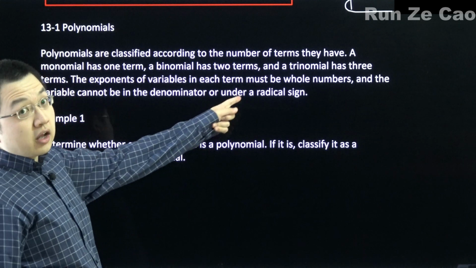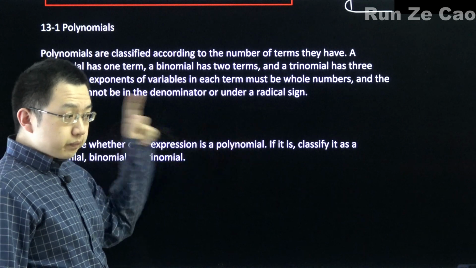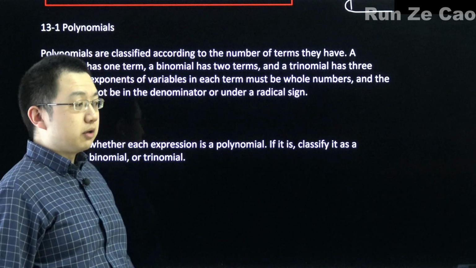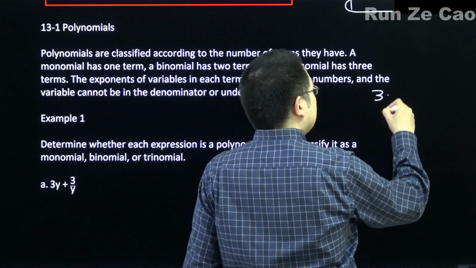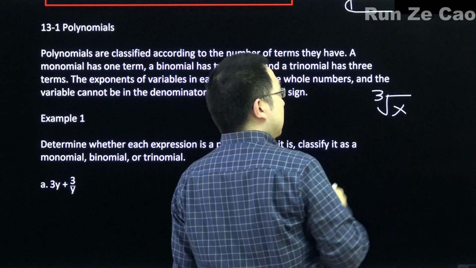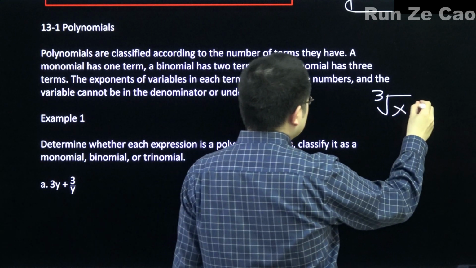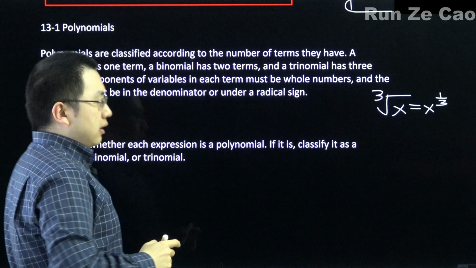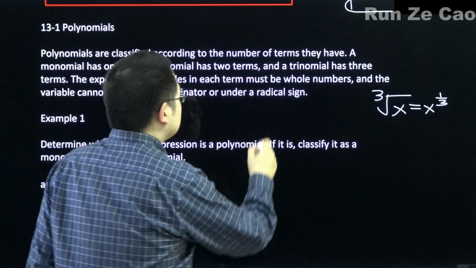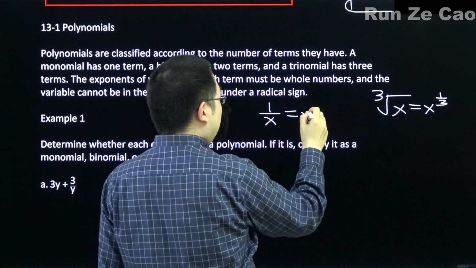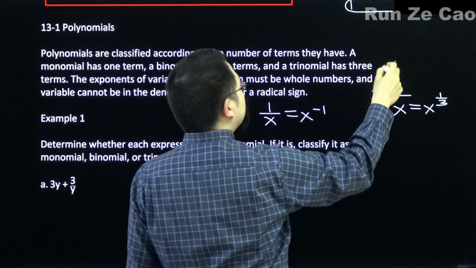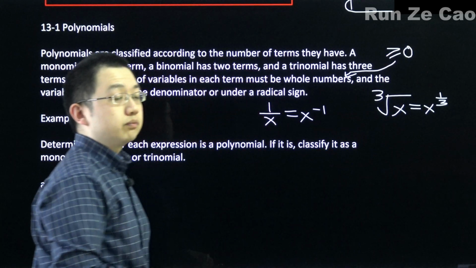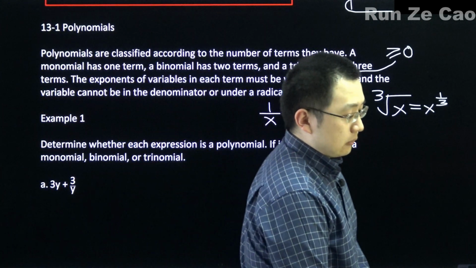Guys, if the variable is under a radical sign, then it's not going to be a whole number. It's going to be a fraction. Like, say, the cube root of x is equal to x to the 1/3 power, guys. And it cannot be in the denominator. Well, 1 over x is equal to x to the power of -1. So in other words, the exponents must be whole numbers, greater than or equal to 0.